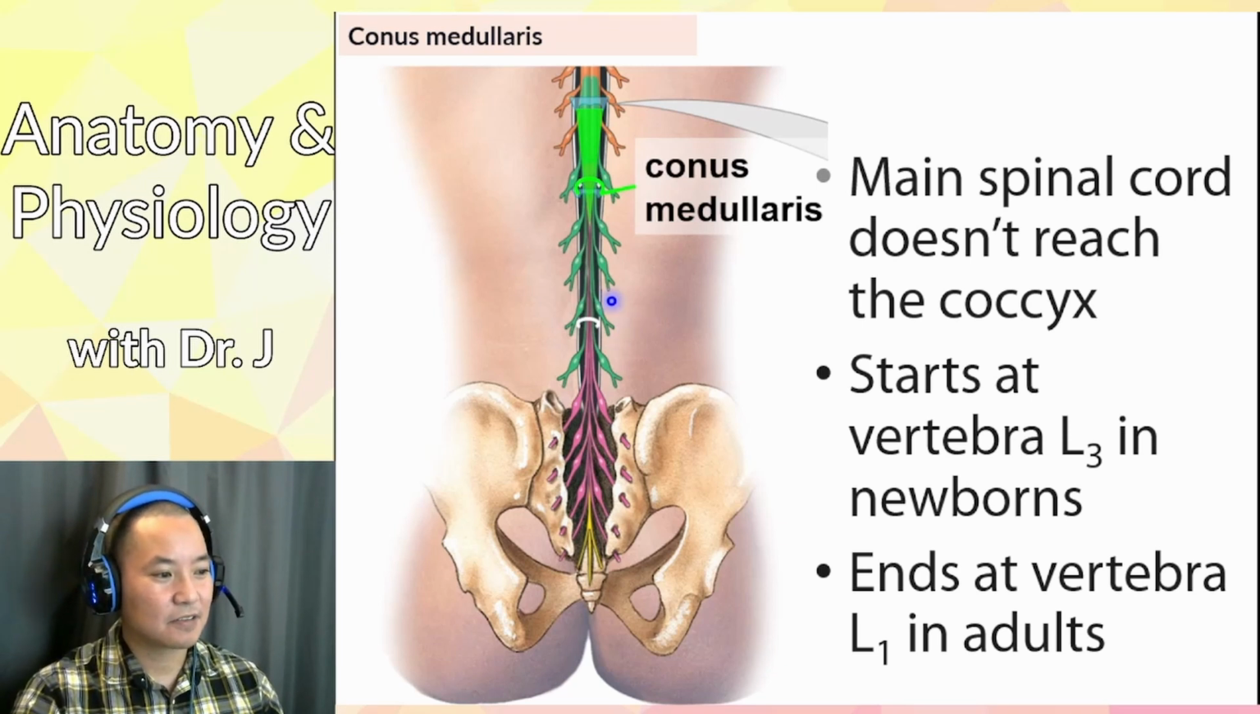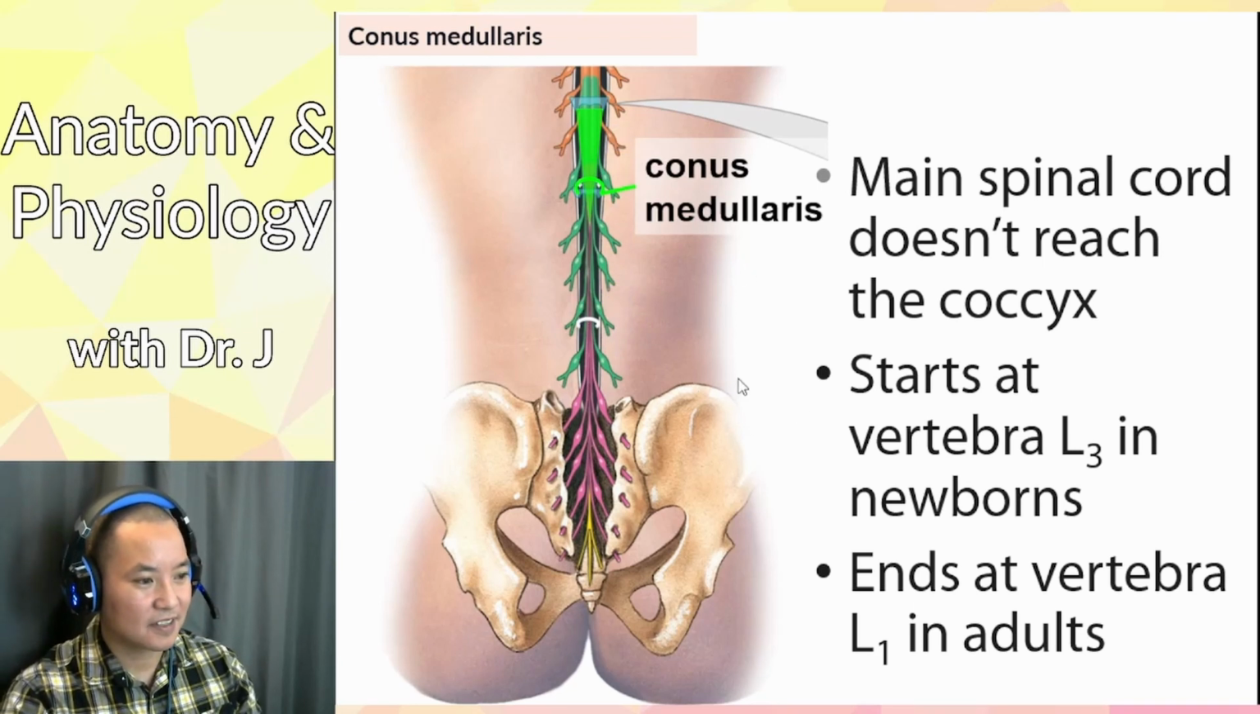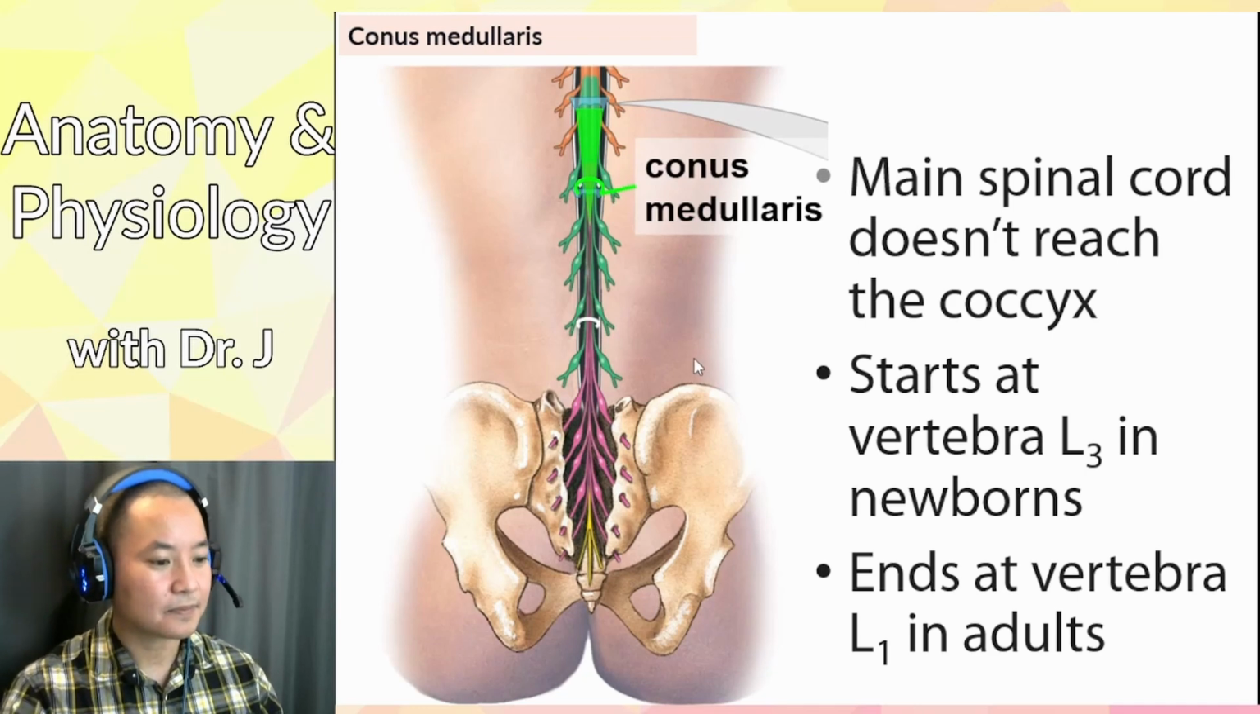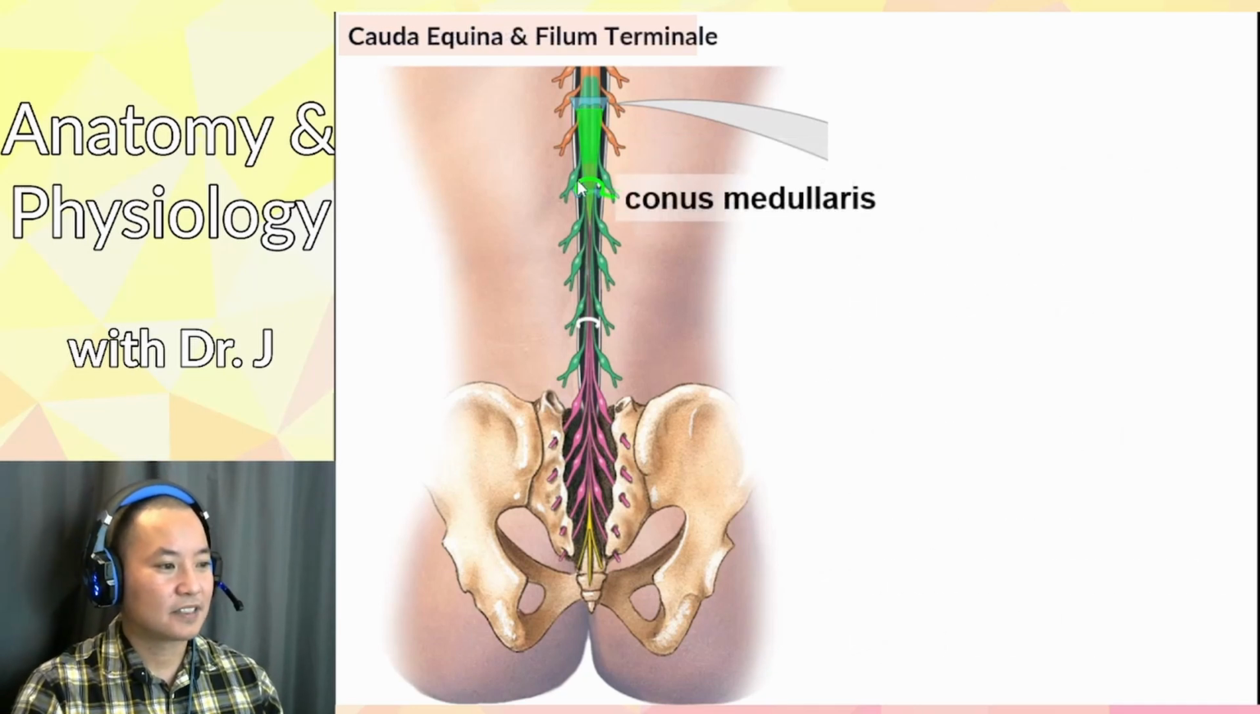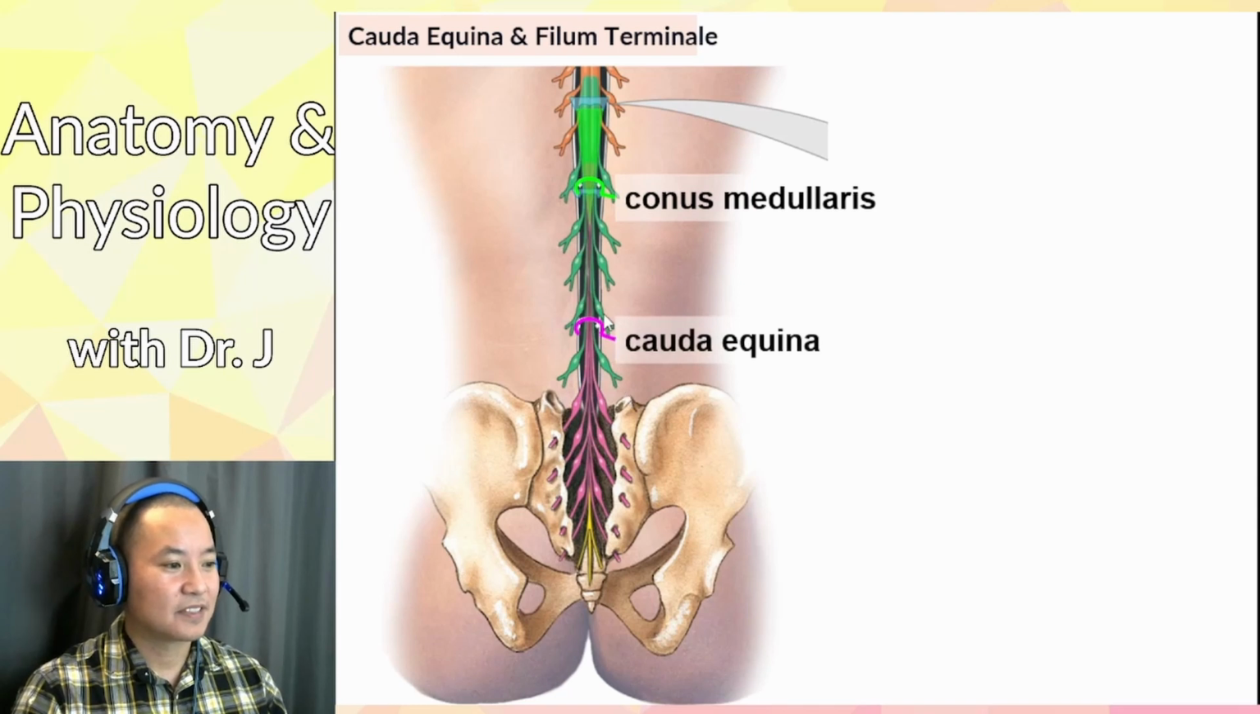So even though it starts out lower when we're born, as we mature, it starts to drift upwards due to our bones growing in length and thickness. Now, just inferior to the conus medullaris we have all these stringy structures, and these are the branches of our spinal nerves. This bundle of all these spinal nerves in the lumbar and sacral area forms this central part right here, called the cauda equina.